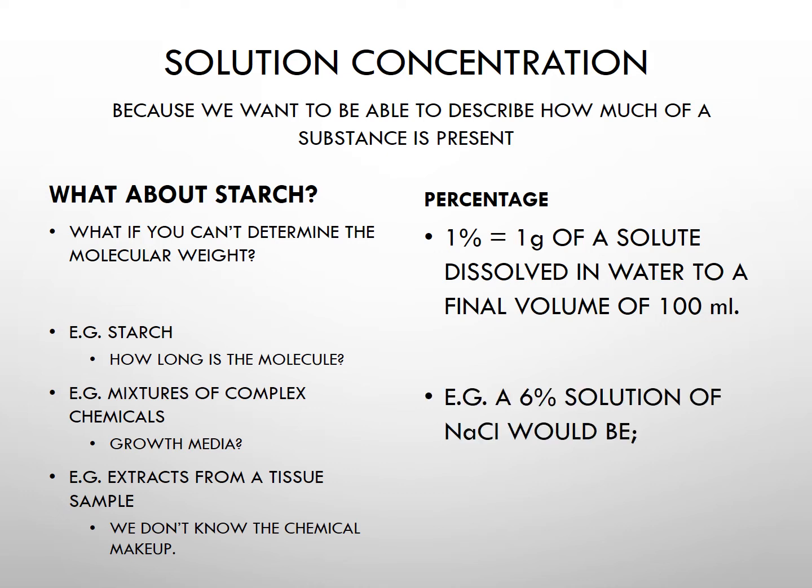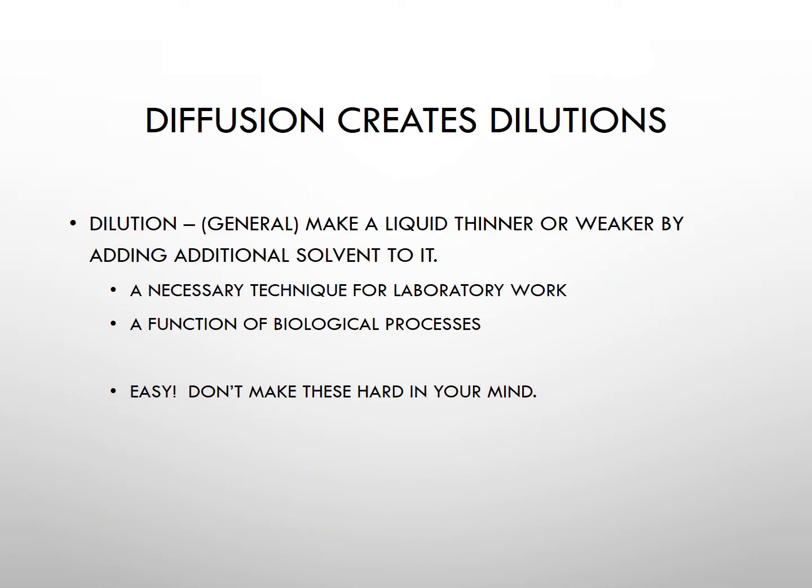As an example, a 6% solution of sodium chloride, regular table salt, would be 6 grams of sodium chloride plus a volume of water that would give us a final volume of 100 milliliters. I don't say that we're going to add 94 milliliters of water because I can't guarantee that in every case, 6 grams of our solute is going to represent a full 6 milliliter volume after being dissolved. So now we know that we can use molarity and we can use percentage as a means of describing how concentrated any given solution is that we are working with.